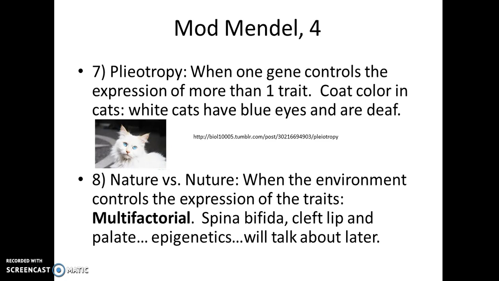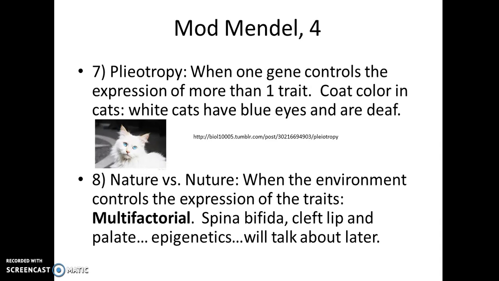Pleiotropy is just like epistasis, except one gene controls the expression of more than one trait. For example, the coat color in cats: a white cat will not only have blue eyes, but will also be deaf.